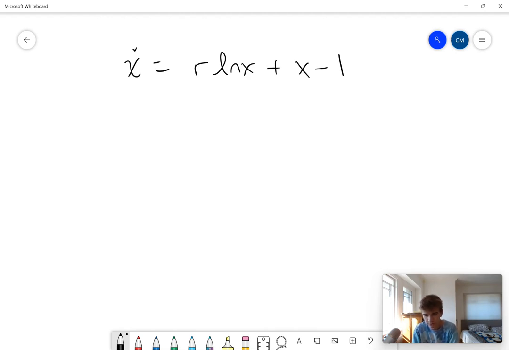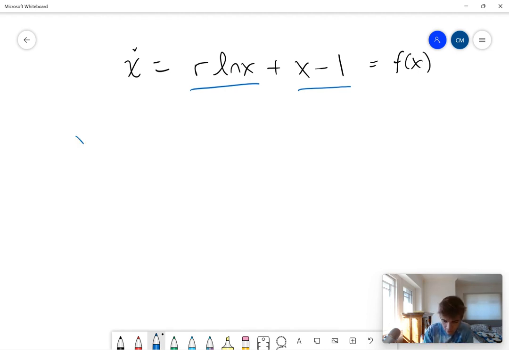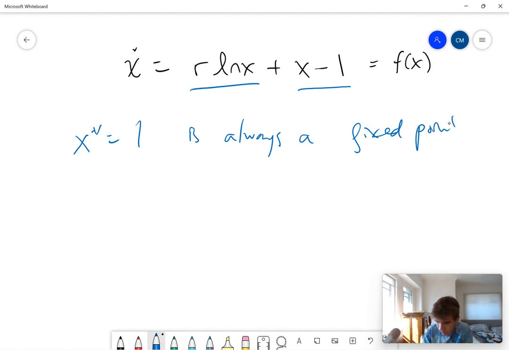So the first thing I realize is that this system has a clear fixed point that always exists, okay? By just setting this function equal to 0, I observe that x equals 1 is always going to make both of these two terms here immediately go to 0, okay? So x star equals 1 is always a fixed point. So again, if we have a fixed point that's remaining for all of time, we should be suspicious of a transcritical bifurcation, especially if there's a change in stability.